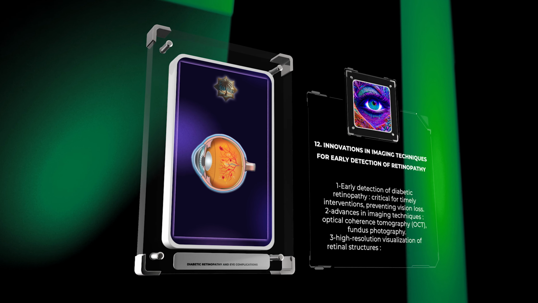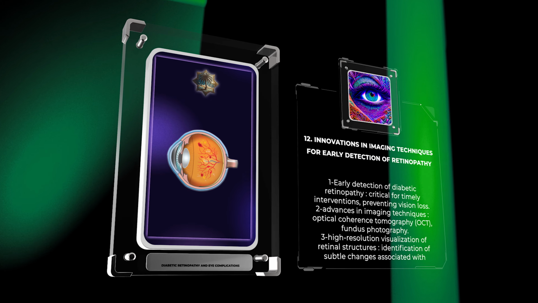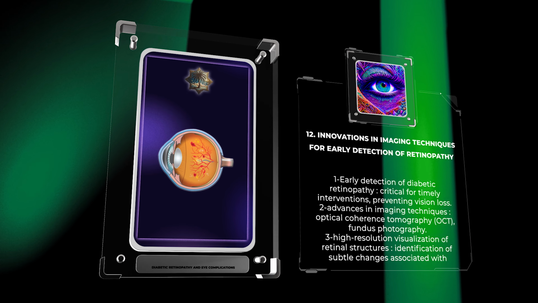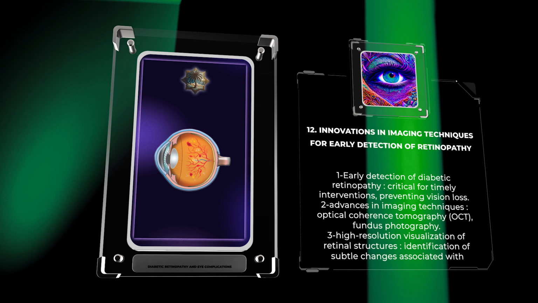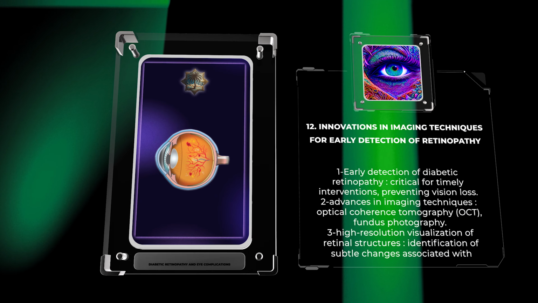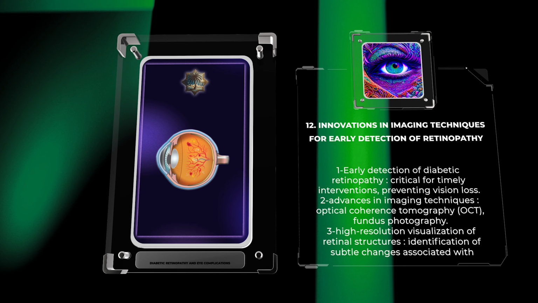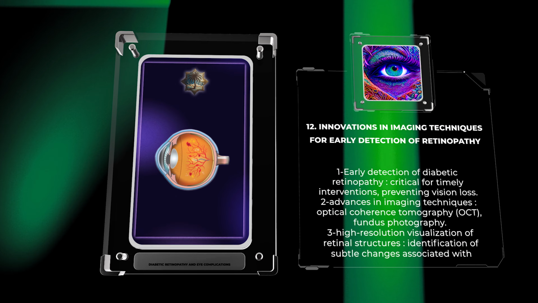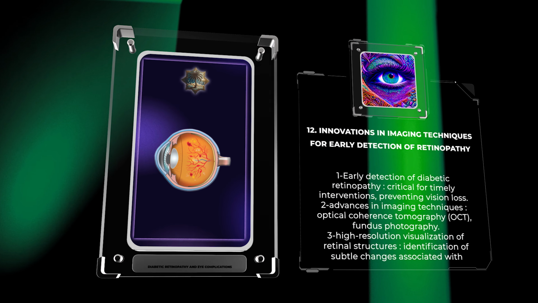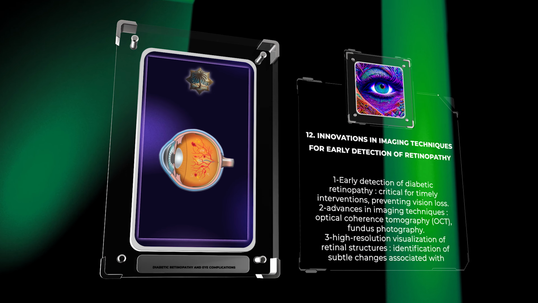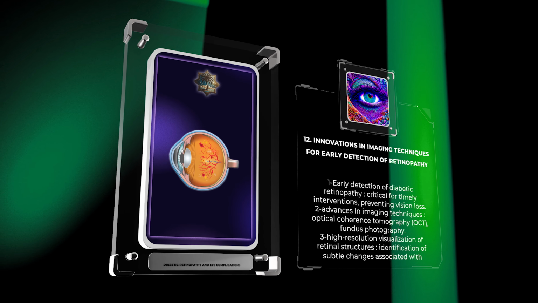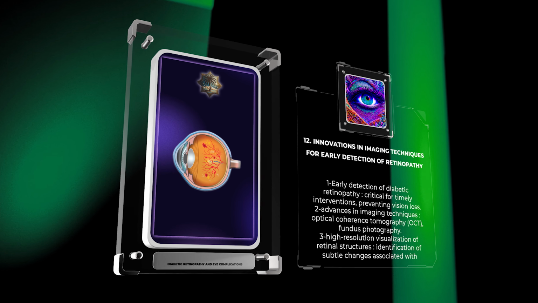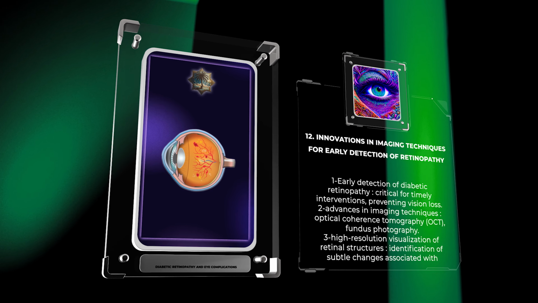Early detection of diabetic retinopathy is critical for initiating timely interventions and preventing vision loss. Advances in imaging techniques, such as optical coherence tomography, OCT, and fundus photography, offer high-resolution visualization of retinal structures, allowing for the identification of subtle changes associated with early-stage diabetic retinopathy. These innovative imaging tools enable clinicians to make informed decisions regarding treatment and patient management.